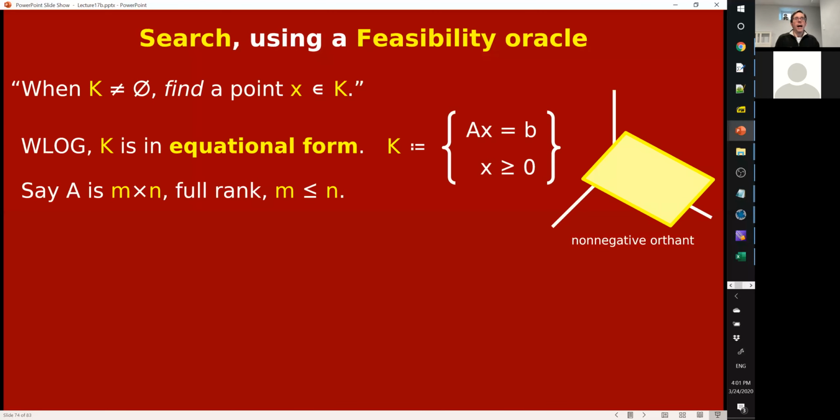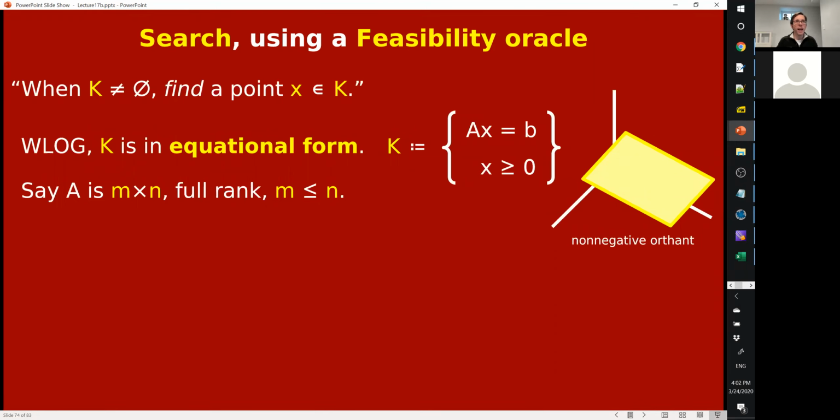Well, the first thing we can do is put K into equational form. We saw that was without loss of generality. I also mentioned that if you have some K not in equational form, you put it into equational form, you find a solution to the equational form, it's easy to transform it back into a solution to the standard form. Really, you can just disregard the slack variables, and you have these xi pluses and xi minuses, and then to get xi, you just subtract them.